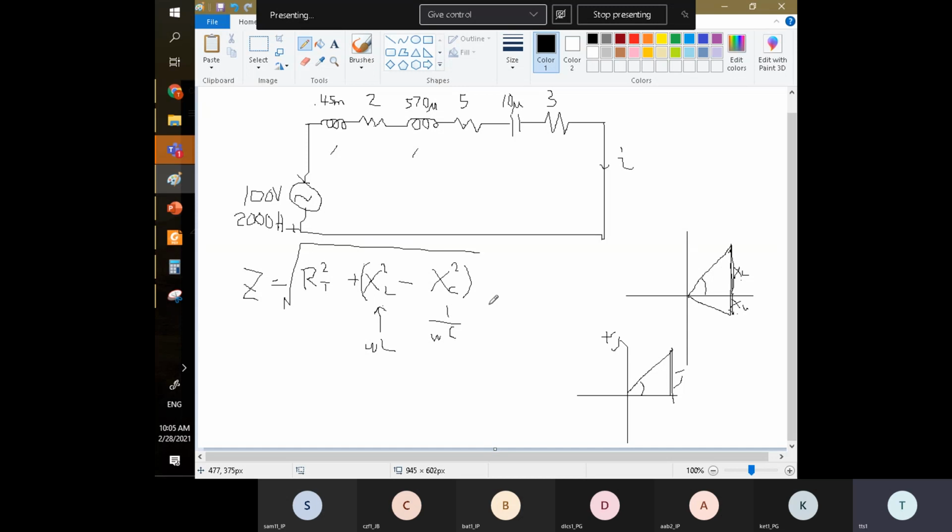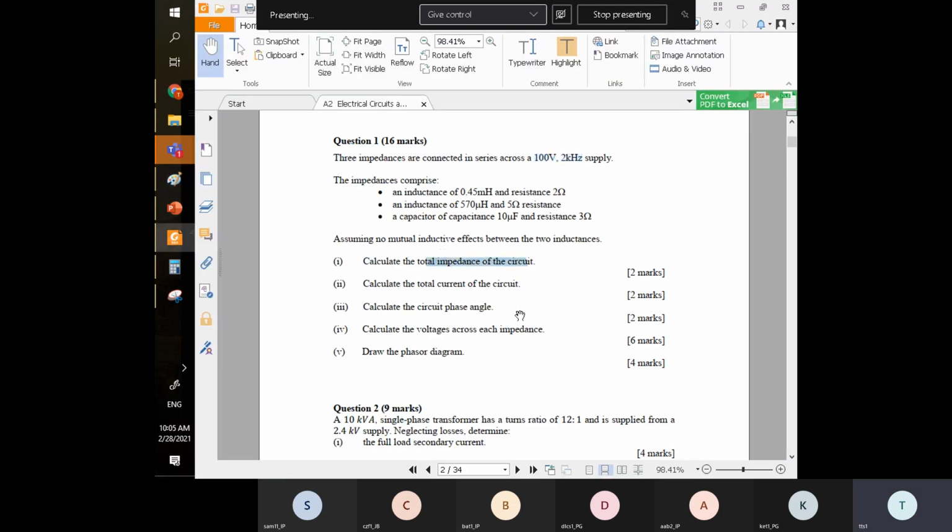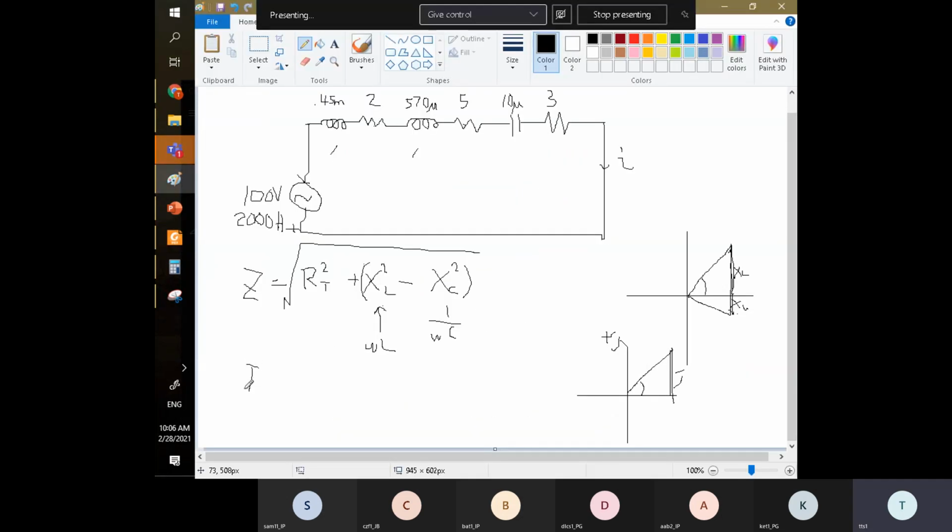I think this is good enough for the hints, because I'll show you an example of how to do this. So what is the next step? Next step, of course, is to find the current I. Calculate the total impedance, which I showed you already. So the total current, using Ohm's law, is V over Z.